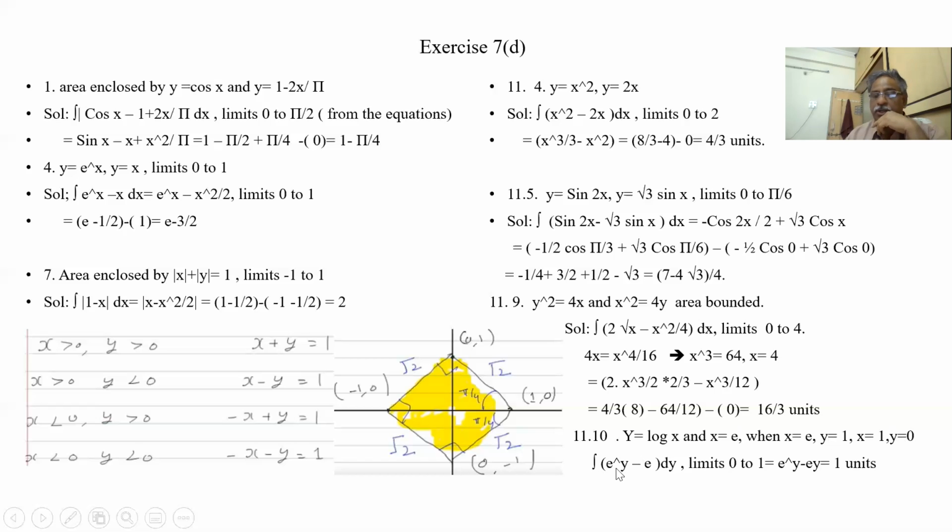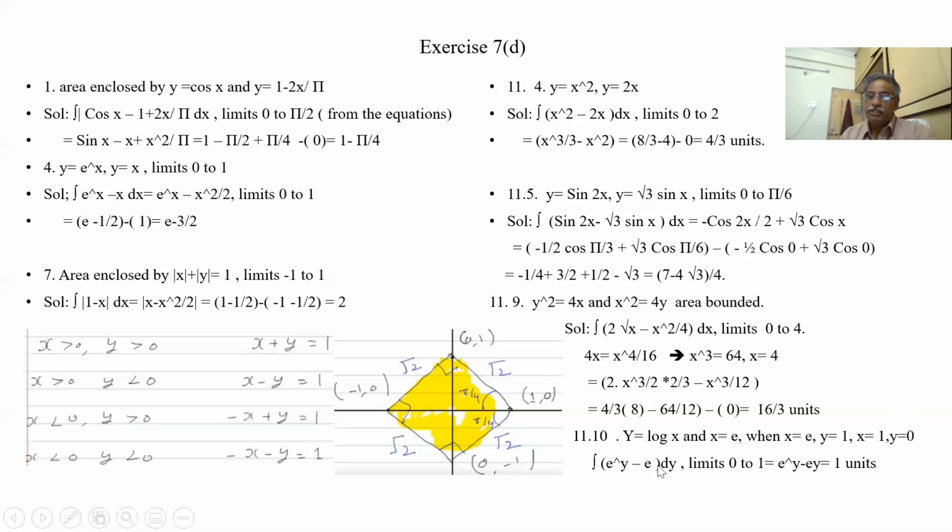So x is equal to e to the power of y. Here x is equal to e. So the area between these two is the integral of e to the power of y minus e dy. And the limits are 0 to 1. y limits. y limits are 0 to 1.